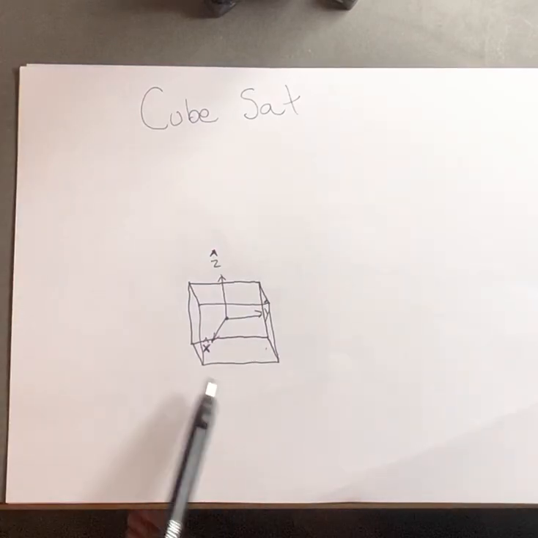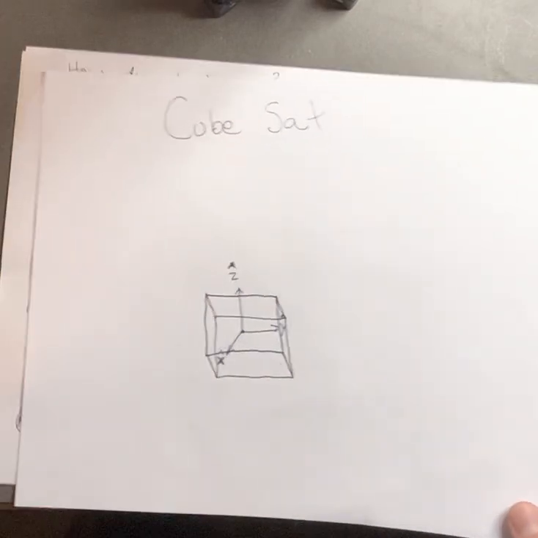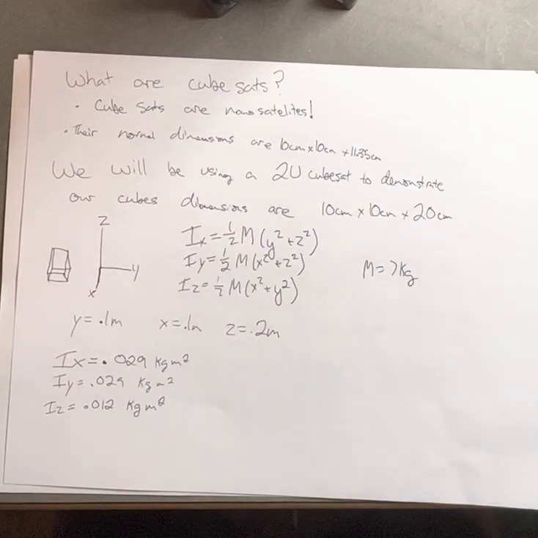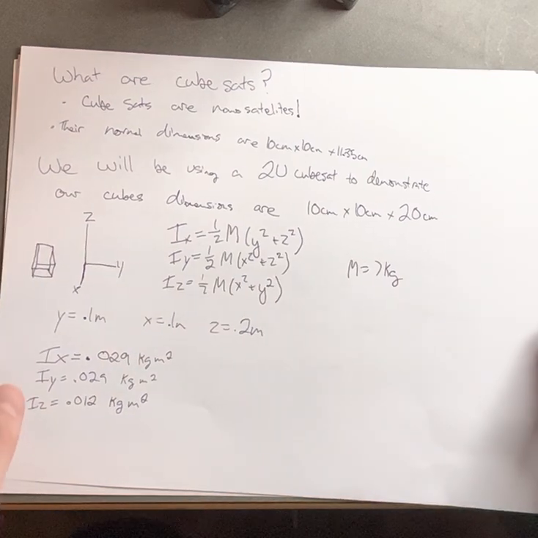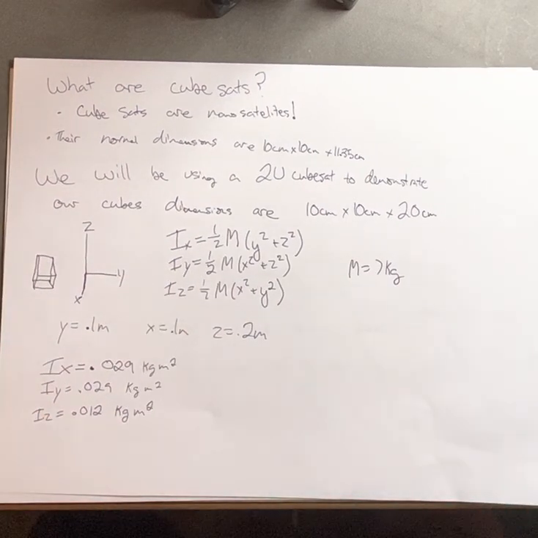CubeSat. So here we go. Here's our CubeSat, our Z, X, Y. What are CubeSats? CubeSats are nanosatellites. The normal dimensions are 10 centimeters times 10 centimeters times 11.35. Today, we're going to be demonstrating basics of CubeSat and how CubeSats work.